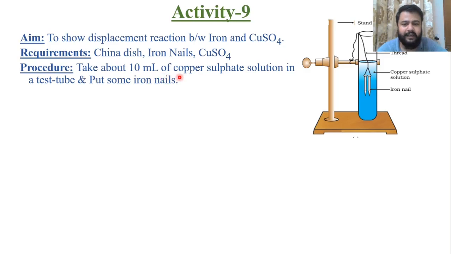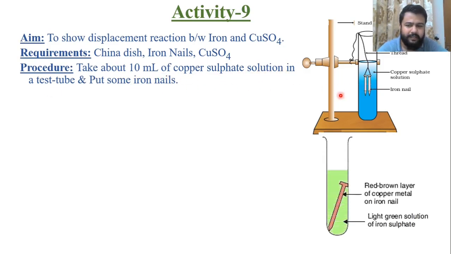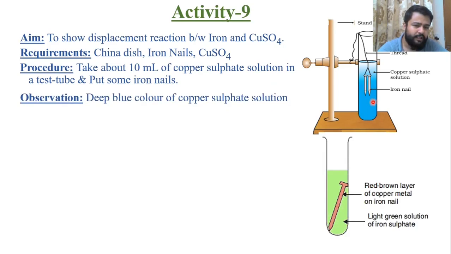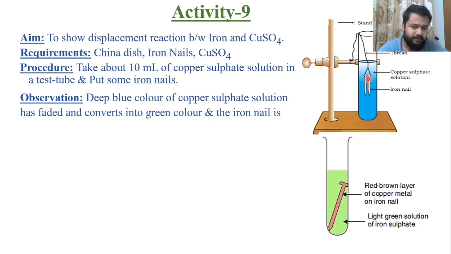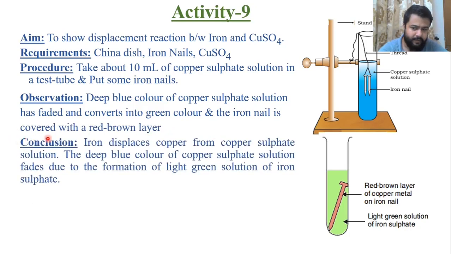So, procedure: take 10 ml of copper sulfate solution in a test tube and put some iron nails in it. Observation: the deep blue color of copper sulfate converts into a light green solution of iron sulfate, and the iron nails, which are grey in color, become covered with a red brown layer of copper metal. So the deep blue color of copper sulfate solution has faded and turned green, and the iron nail is covered with a red brown layer of copper. You have to remember these observations.